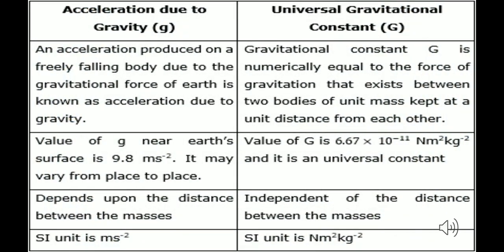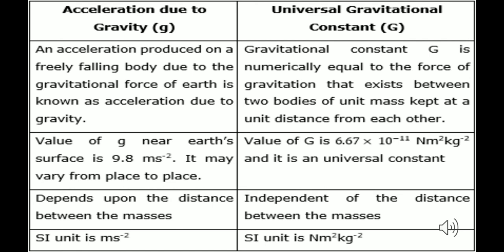Now here I have taken some points to make the difference between small g and capital G very clear. So we take the first point. An acceleration produced on a freely falling body due to the gravitational force on Earth is known as acceleration due to gravity. And what is capital G? Gravitational constant G is numerically equal to the force of gravitation that exists between two bodies of unit mass kept at unit distance from each other. So if you put all the values as 1, G will be equal to the force over there.